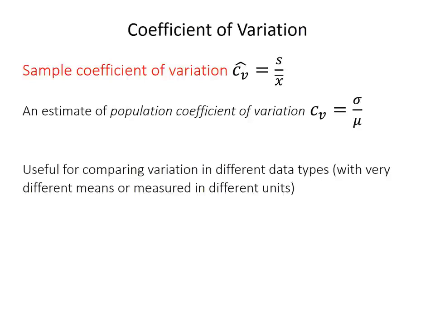If the data types are different, let's say we want to compare, is pH more variable than carbon isotope composition? Well, they have different units and different scales, and so it doesn't make sense to compare their standard deviations.